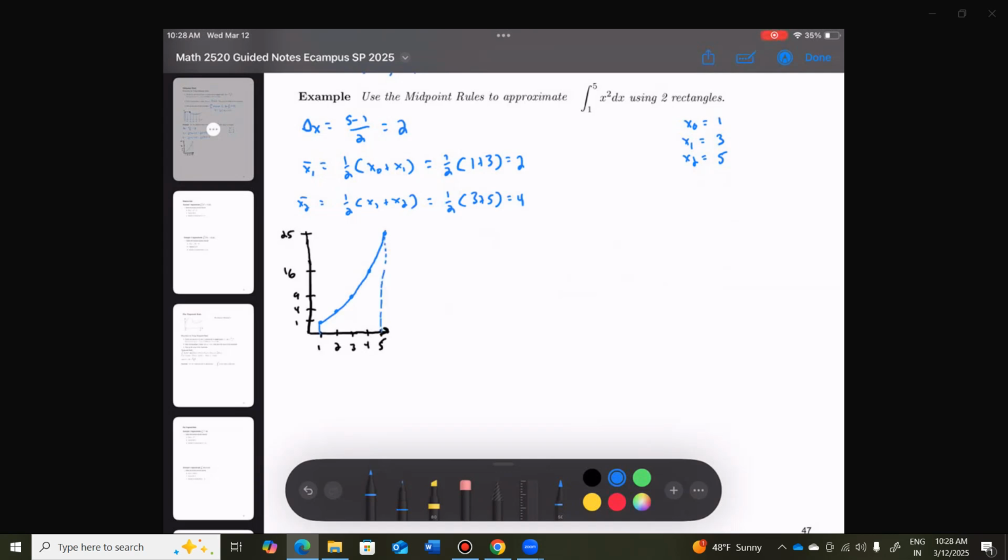And we're doing 2 rectangles. So the first rectangle is on this side. It's an overshoot. The second rectangle is on this side. It's an undershoot. So the idea is they average out.